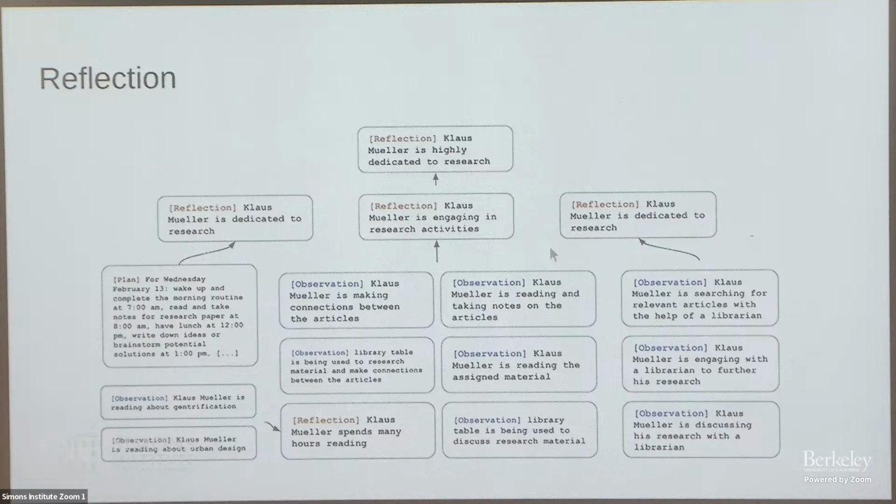And the other thing that we do is reflection, where, again, observations are fairly low level, like Klaus is reading about urban design. The problem with this is that you don't want an agent to be only dependent on very low-level details. So we have this reflection operation where it abstracts these low-level observations into higher-level observations, like Klaus is highly dedicated to research. And this gives the agents a general sense of purpose, like, oh, I'm dedicated to research, I'm going to go do more research, which makes it more of a believable agent.